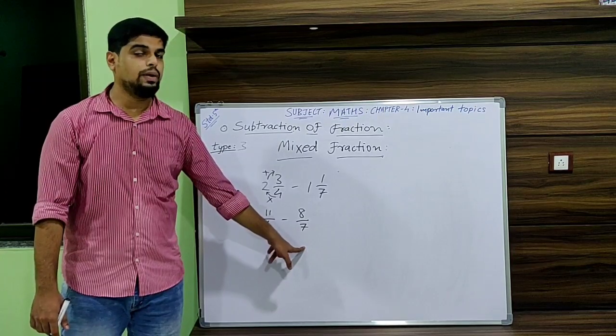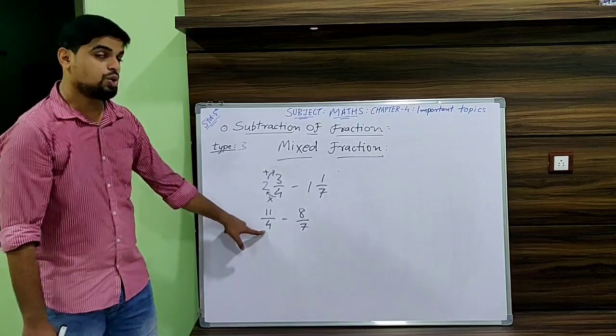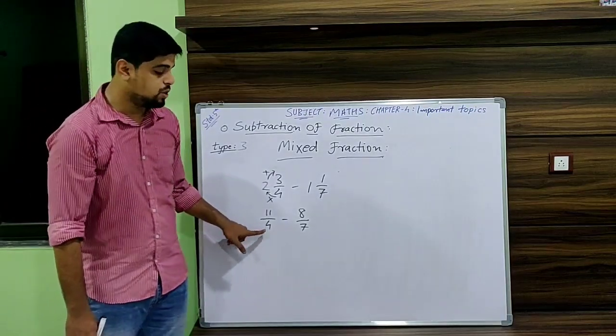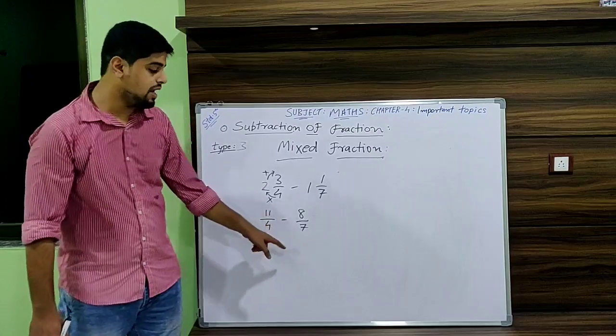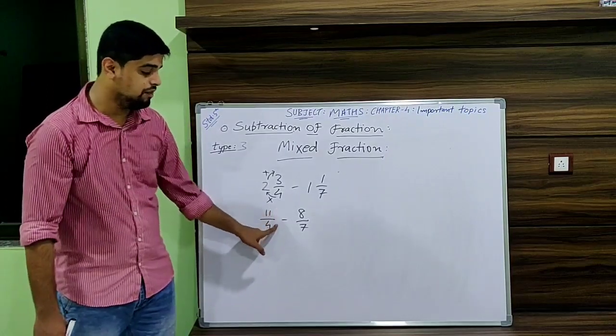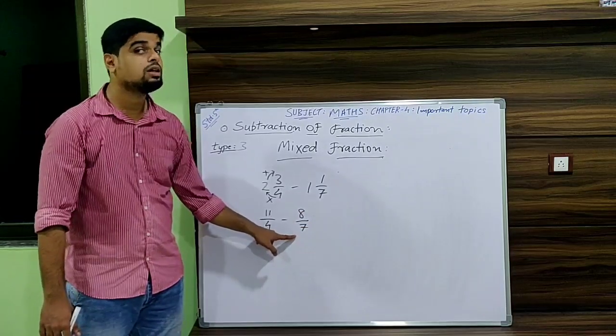7 4s are 28. Okay. And 4 7s are 28. So 28 is the common number. So we have to make both the denominators 28. For that we have to multiply this fraction's numerator and denominator by 7, and we have to multiply this fraction's by 4.